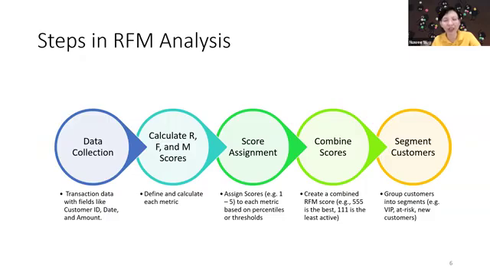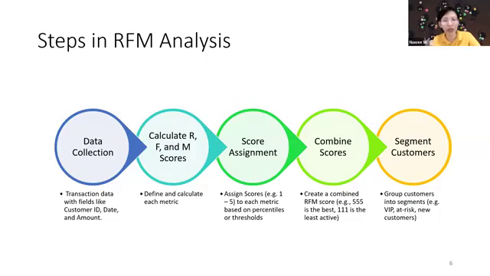This data has to be transaction data with fields like customer ID to be able to distinguish each customer, right? You need to have date, otherwise you cannot calculate recency. You need to have the amount, because you need to know the monetary, the money that they spent. Okay, so these are 3 things that might be mandatory to be able to have in your data to calculate this RFM. Once you get that data, you calculate the scores.